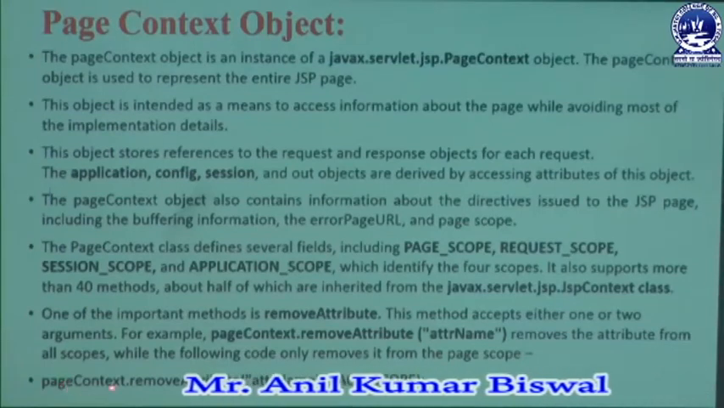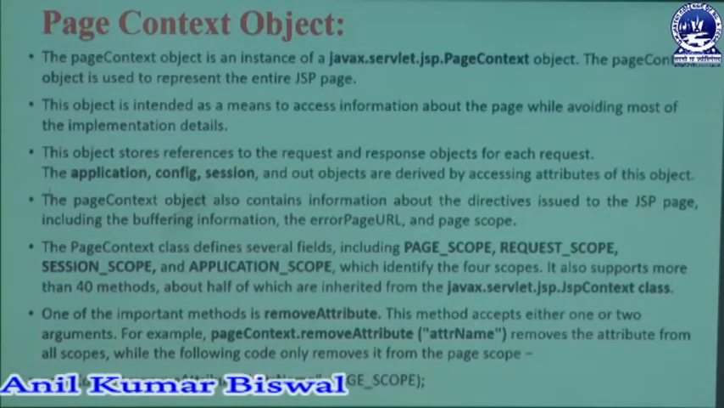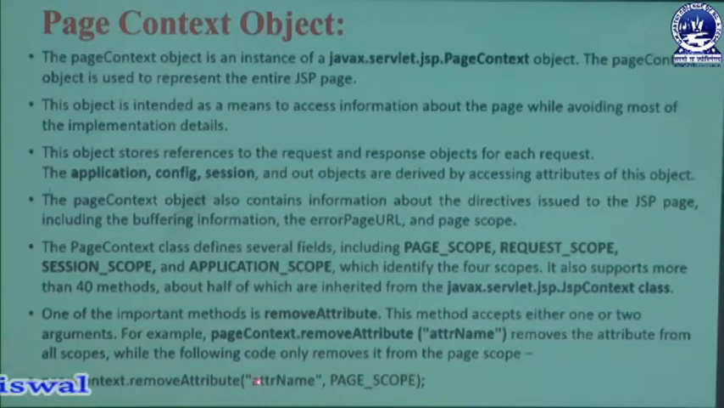Here, in pageContext.removeAttribute, we are mentioning 2 parameters, the attribute name and the page scope. By using those 2 arguments, we can easily locate the attribute in our system. Next, we are looking at an example of the page context type.